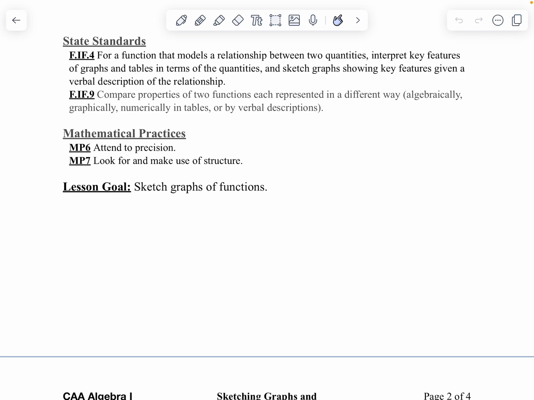If we look at our state standards here, it says for a function that models a relationship between two quantities, interpret key features of the graphs and tables in terms of quantities, and sketch the graphs showing key features given a verbal description. We want to compare properties of two functions in different ways. And today we're going to look at it graphically and by a verbal description.